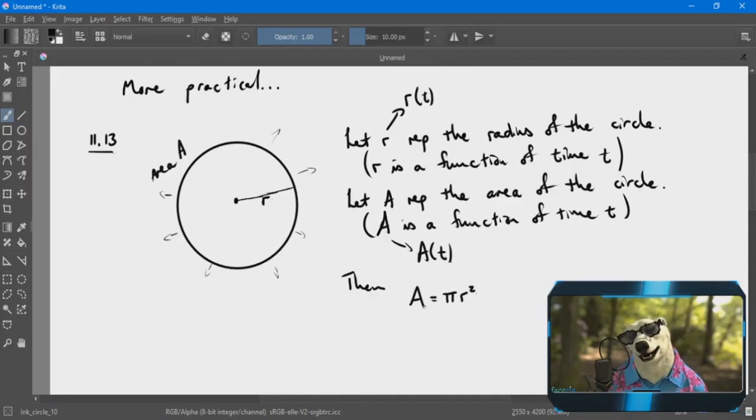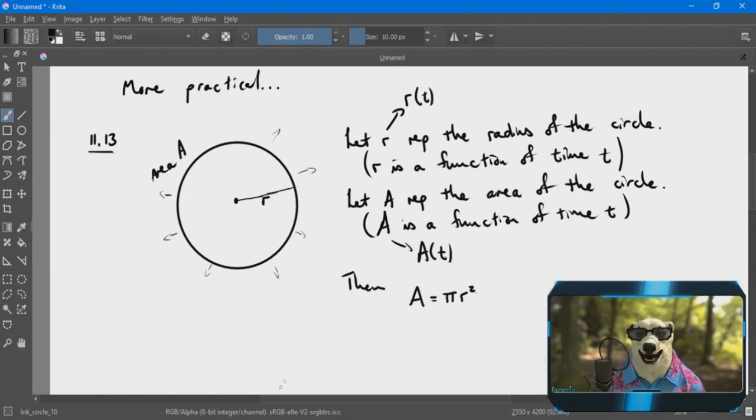So even though these two are related to each other, they are sort of individually changing as time passes. As time passes, the circle is expanding, the radius is increasing, the area is increasing over time. We don't know what those functions are. There's some functions we'll never know. But these two functions change in a connected way according to this equation.